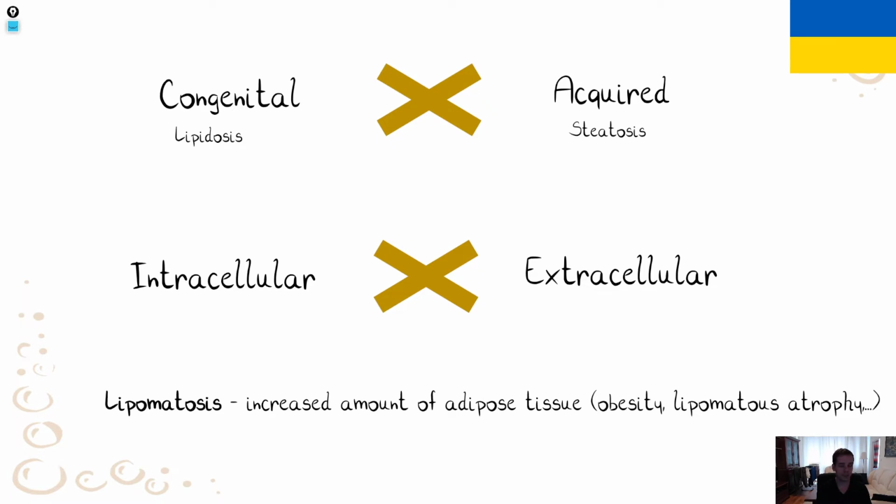And lipomatosis is something slightly different. Lipomatosis means the increased amount of adipose tissue as a whole. You can see it in simple obesity or as in lipomatous atrophy. Lipomatous atrophy, very often you can see it in skeletal muscles, for example. If a skeletal muscle undergoes atrophy, it is often replaced by adipose tissue, by adipocytes. And we call this lipomatous atrophy. Or you can see it in pancreas. So lipomatosis is something different. It means increased amount of adipose tissue, but it is not storage of the lipids in the cells or extracellular.